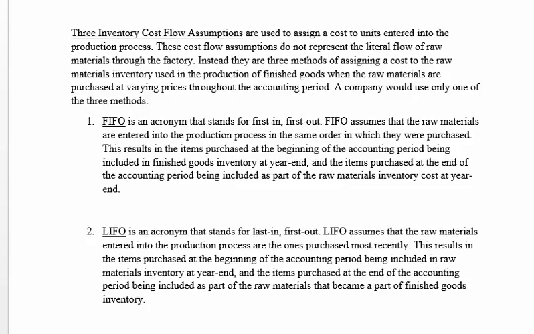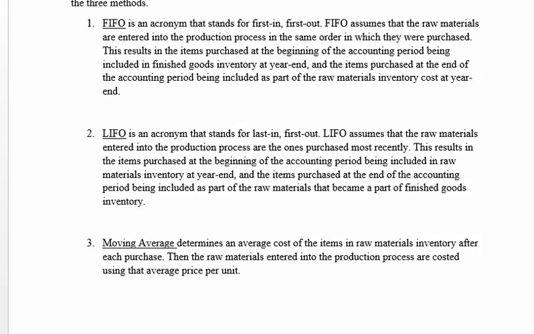The third one is just a kind of a hybrid of those 2. It just takes an average. The moving average method determines an average cost of the items in raw materials inventory after each purchase. So if the first purchase was at $10 a unit, 100 units, and the next purchase was $12 a unit, 100 units, then our average cost would be $11.